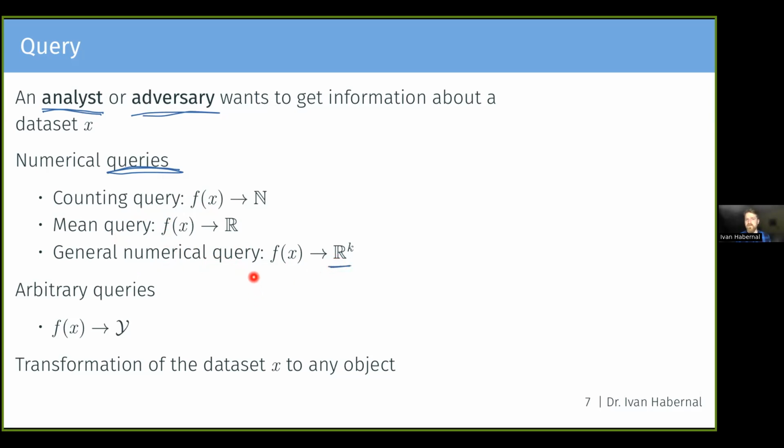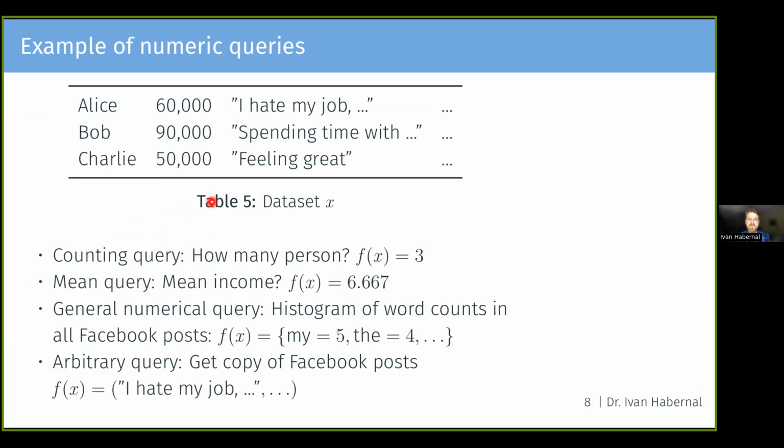But we're not restricted to numerical queries only, because we can have basically any arbitrary query which outputs any object. So it transforms the data set X to any objects we want to have. So let's have a look at some examples of numerical queries. So we have this data set here again, just 3 items and 3 persons, basically. As I said, a counting query could be, how many persons are there? So we have 3 persons.